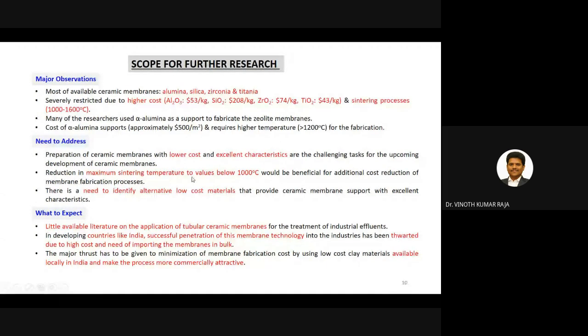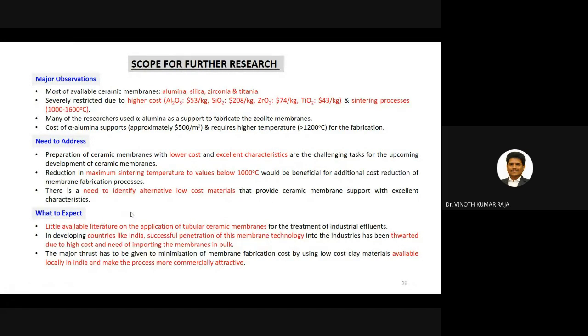So, as we have seen in the literature, many membranes are prepared, but the characteristics such as pore size are sometimes bigger and the sintering temperature is quite high. So it should have excellent characteristics. That is a challenging task for the upcoming development of the ceramic membrane.